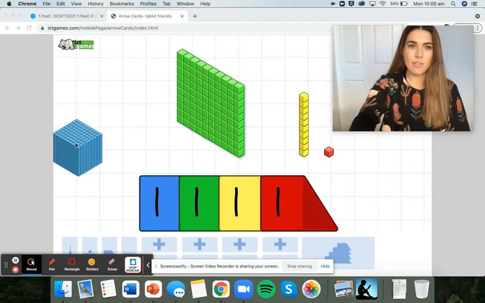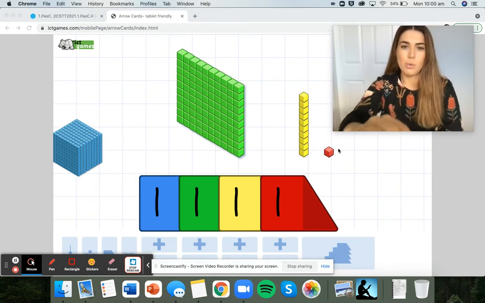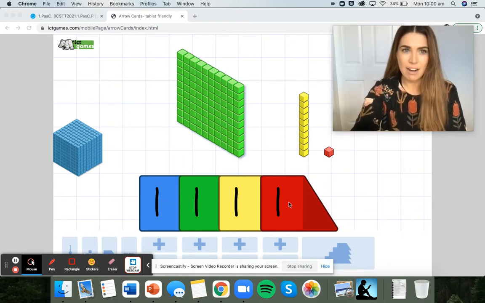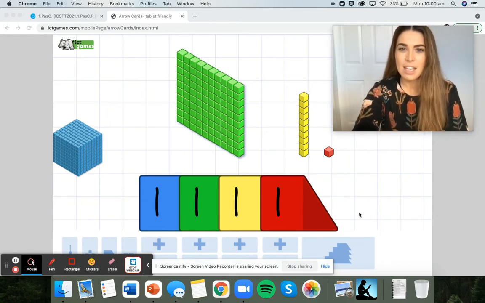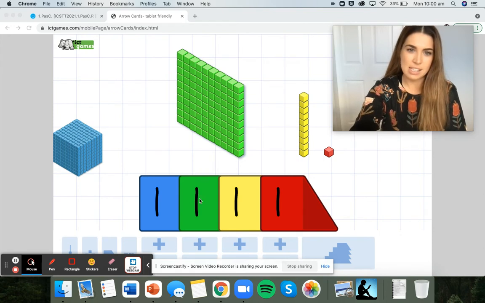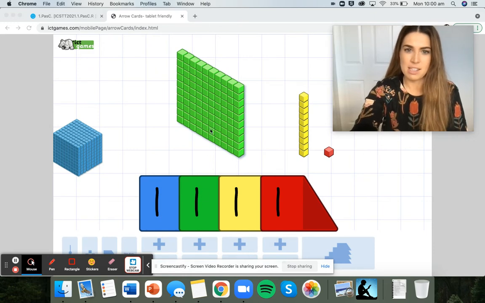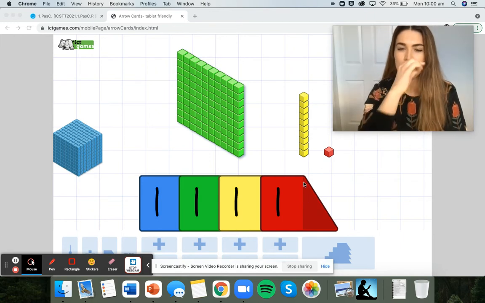I can use different amounts of blocks to create every different number, and that's why our MAB materials are so awesome. Down here, I've got what we call arrow cards, and you're going to be having a play with arrow cards to create different numbers today. You'll see it's color-coded, so the red is the same as the red 1. The yellow is the same as the yellow 10. The green is the same as the green 100 block, and the blue is the same as the blue 1,000 block. So they're matching. This is talking about this number over here. This is talking about this number here. This is talking about this number, and this is talking about this number.